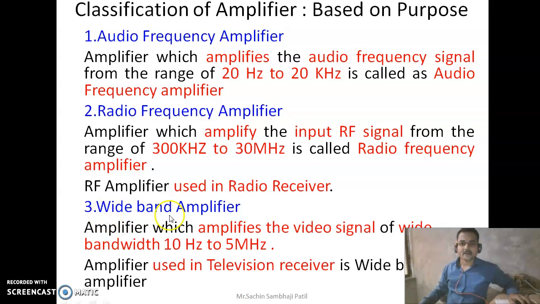The wideband amplifier is the amplifier used in television receivers for amplification of video signals. Video signal broadcasting uses the technique VSB, vestigial sideband modulation. That is a wideband amplifier having a range of 10 Hz to 5 MHz.